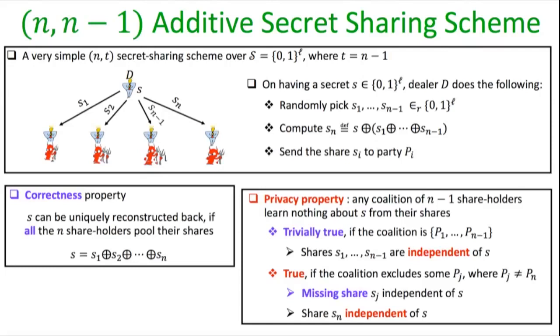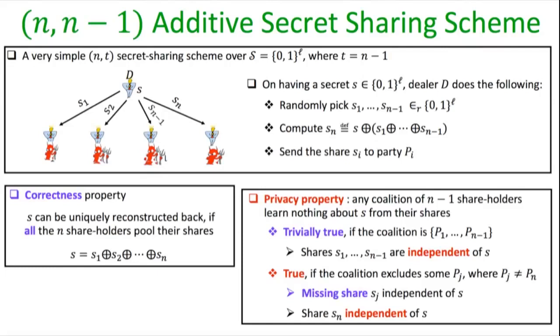Because the first n-1 shares are picked independently of the secret S. If you see the way shares have been computed by the dealer, the first n-1 shares have absolutely no relationship with the secret S. That means the secret could be any value. It doesn't matter what exactly the value of the secret S is. The first n-1 shares are completely unrelated to that secret.